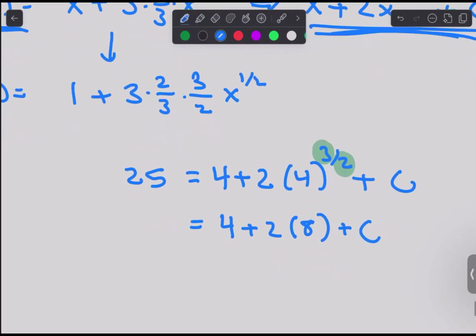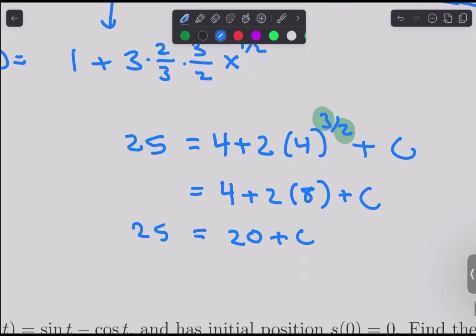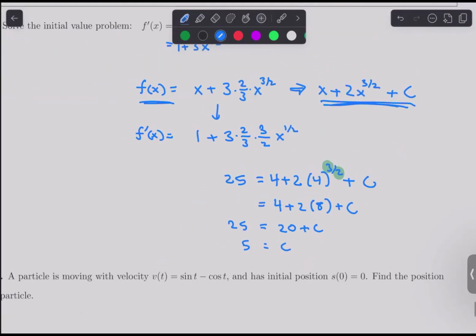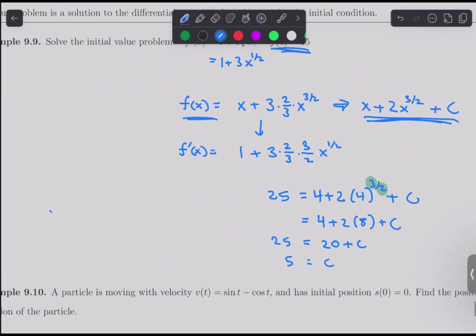So let's see, we're going to have 4 plus 16, I suppose. So this is going to be 20 is all that simplified plus our constant. And again, after all that, we should get 25. So subtracting 20 on both sides, I hope we all get that our constant ought to be 5. And so my final answer, right, a function that satisfies both of these is going to be x plus 2x to the 3/2 plus 5.